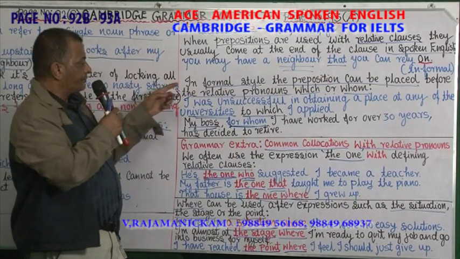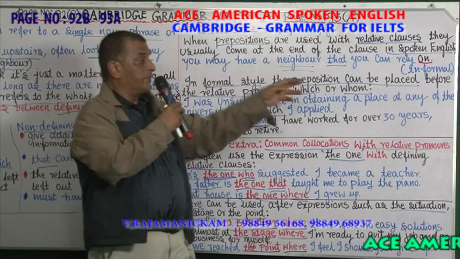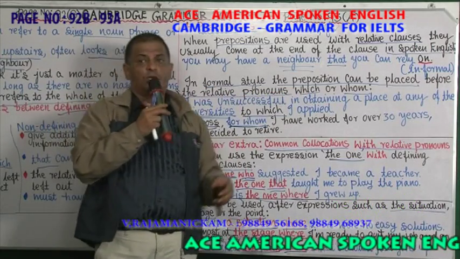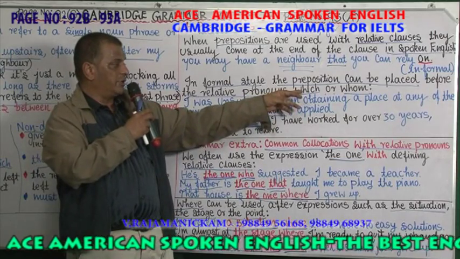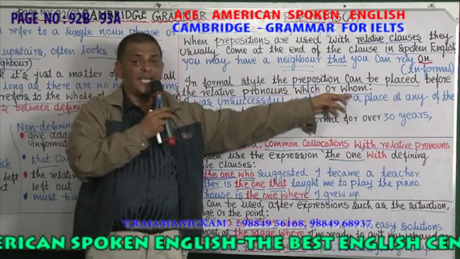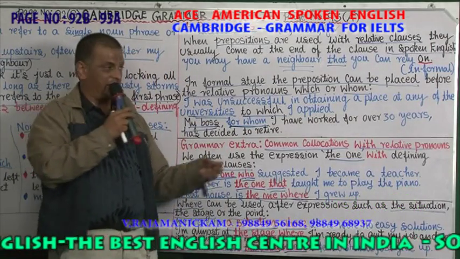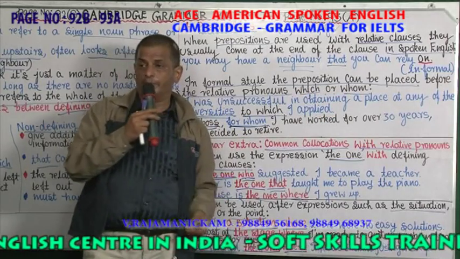ஸோ in formal style, formalனா முறையாக சொல்லக்கூடிய ஸ்டைல்ல, the preposition can be placed before the relative pronoun which. which என்றால் என்ன? எது. வாக்கியத்துக்கு நடுவில் வரும்பொழுது எதுவோ அது. ஸோ ரிலேட்டிவ் ப்ரோனவுன்ஸ் எல்லாமே எதுவோ அது. whomனா யாரையோ அவரை, என்று சரியான அர்த்தம் வாக்கியத்துக்கு நடுவில் வருகிற பொழுது. ஸோ which எதுவோ அது, whom யாரையோ அவரை, இதற்கு முன்னாடி preposition வர வேண்டும்.